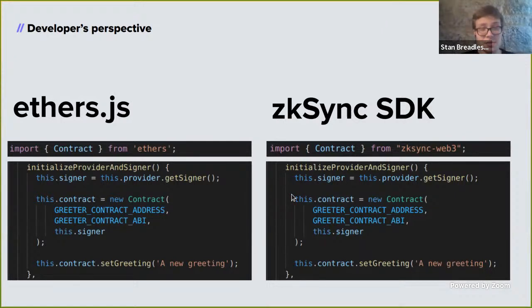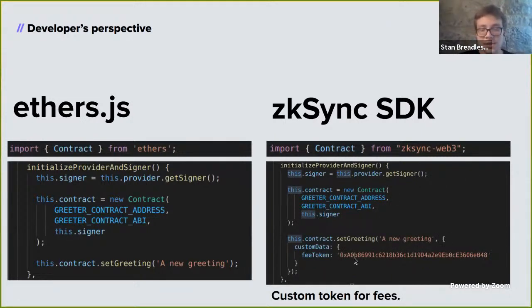There are still some differences. For instance, here we did not mention how to instantiate the provider, but we are working on reducing and minimizing the differences. Here's an example of how to pay fees in an ERC-20 token. So here's an example of how a user could do a contract interaction while paying fees with USDC. Just provide an override and that's it.